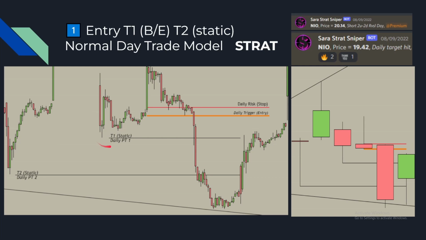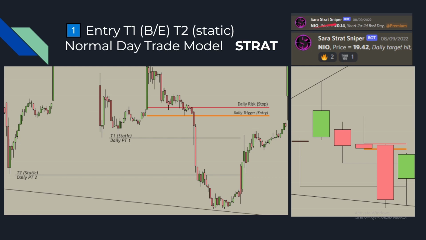So we'd be taking daily magnitude as our T1, moving our stops to break even to manage our risk, because we know if price trades through this trigger, hits our first target, and we're bright red on the day, it's very unlikely we're going to trade up and hit our entry. So we'd move our stops to break even, because if it's unlikely to happen, why would we not take that risk off, right? And then T2, which is static, this is where we'd close the rest of our position.